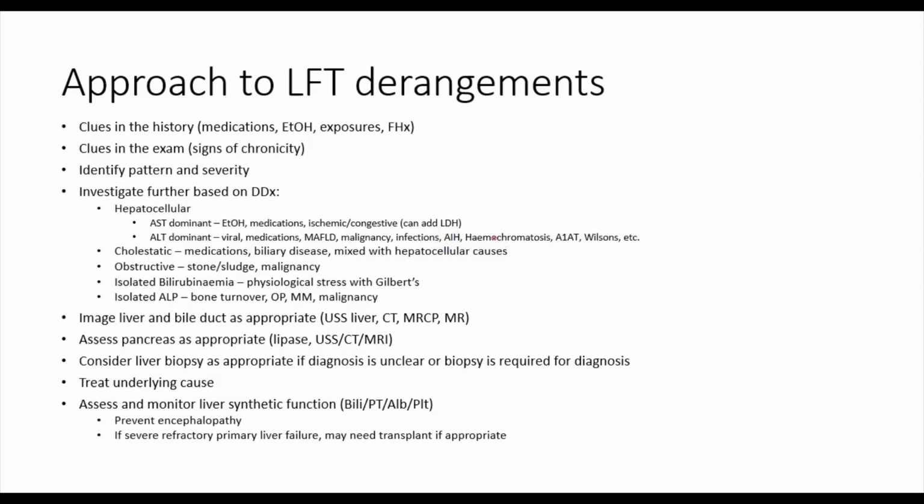You can also do genetic testing for hemochromatosis, looking to see if they're heterozygous or homozygous for the C282Y and H63D mutations in the HFE gene. And you can look at the alpha-1 antitrypsin levels, particularly looking for very low levels in alpha-1 antitrypsin deficiency.